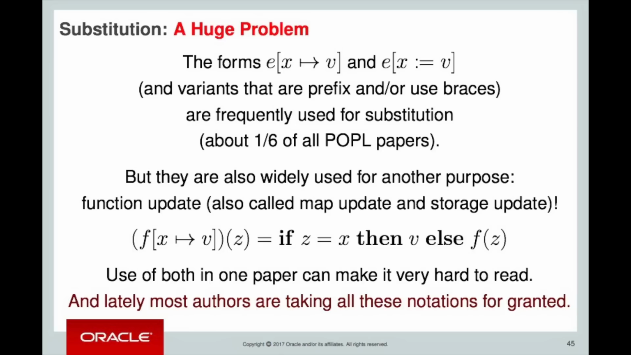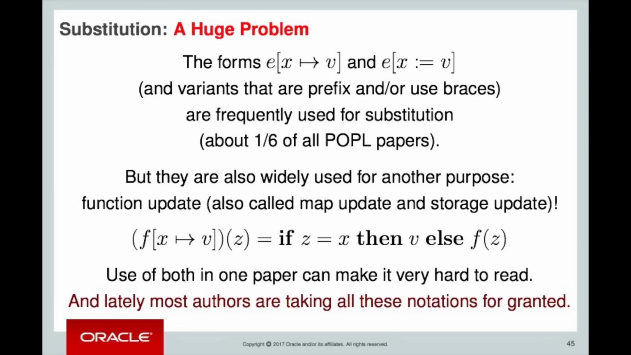But these notations are also widely used for a completely distinct purpose, namely function update, also known as map update or storage update. And this is the operation defined by this formula down here. F updated so that x maps to v when applied to z means that if z is x, you're going to return v. And otherwise, you're going to return f of z. So this is an update to a function.